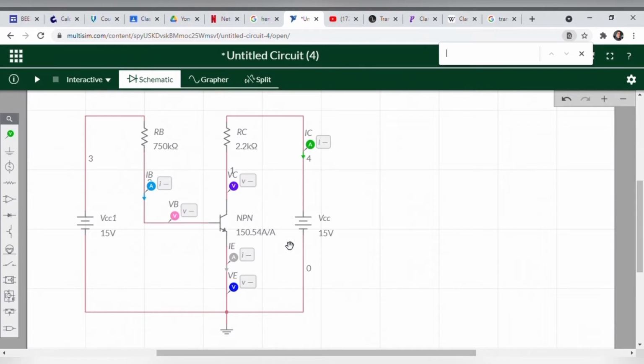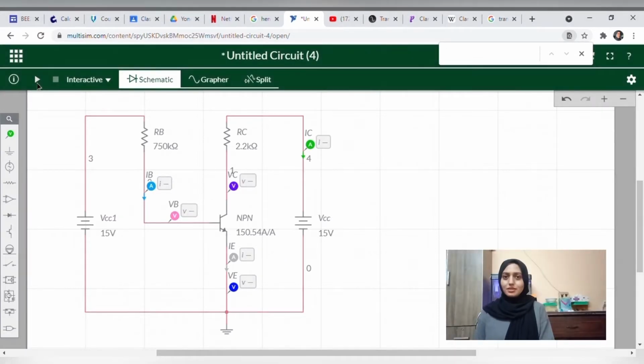For this BJT circuit design, we use NPN type of transistor, 15 volt of VCC, 750 kilo ohm of RB, 2.2 kilo ohm of RC, and 150.54 of beta value. To obtain this circuit design in this MATLAB simulation, we use DC voltage supply VCC with value of 15 volt connected to base emitter loop at our left side and collector emitter loop at the right side.